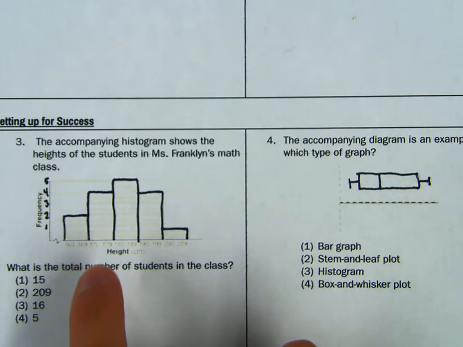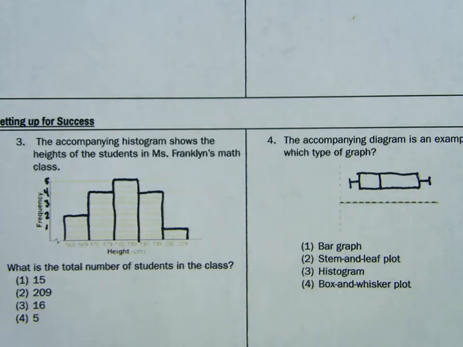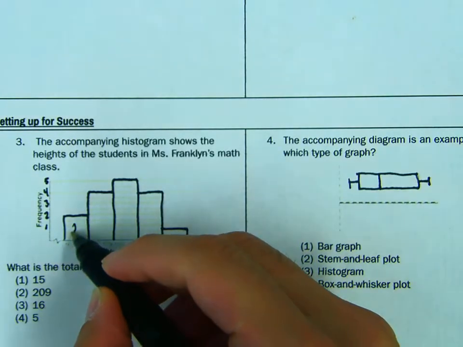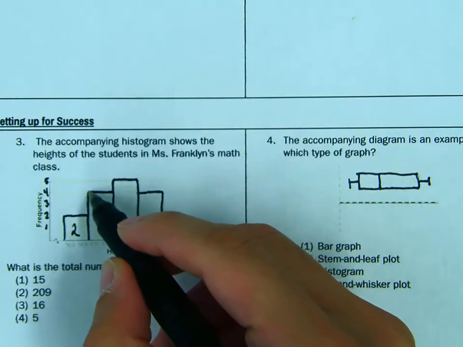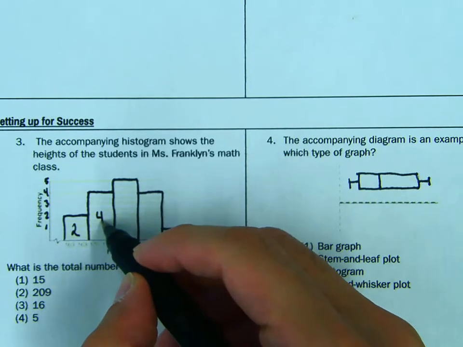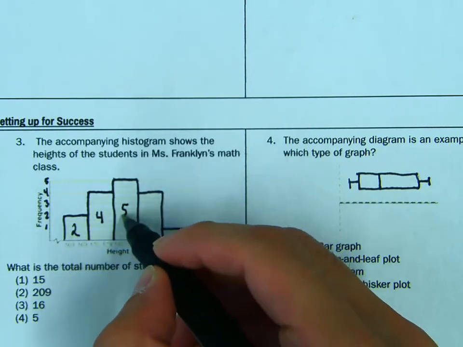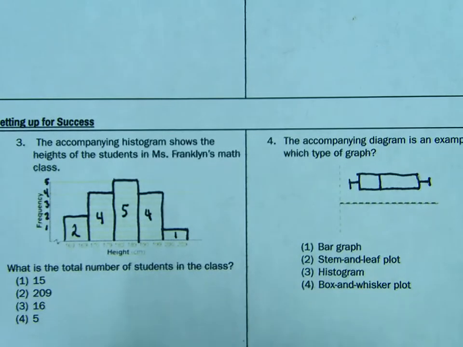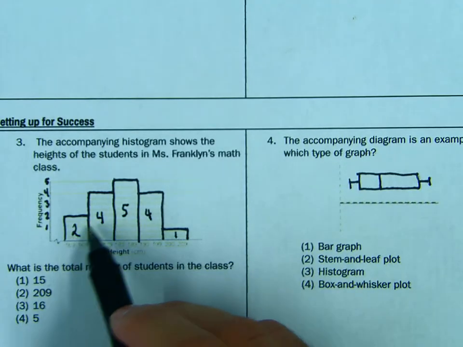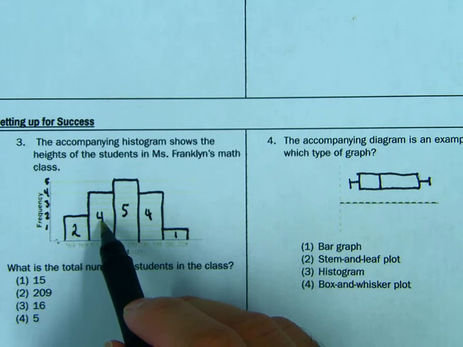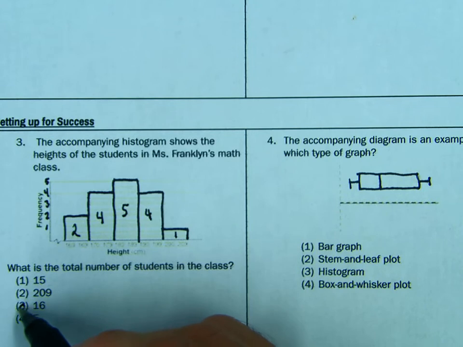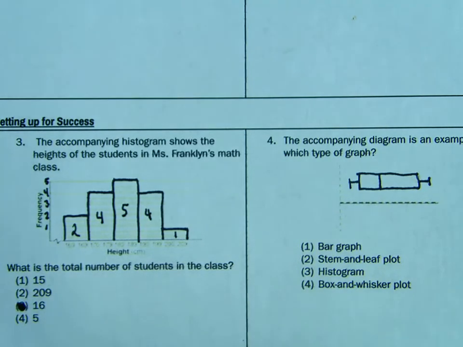Well, pause the video and try and think about it. How many students are in the class? Well, let's see. There are 2 students here. There are 4 students here. 5 students here. 4 students here. 1 student here. Take your time and add it up. 2 plus 4, 6. 6 plus 5, 11. 15, 16 students. Answer choice 3.